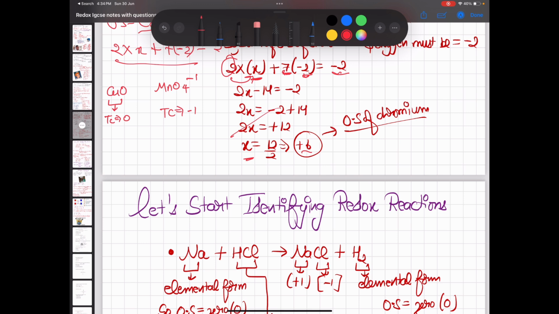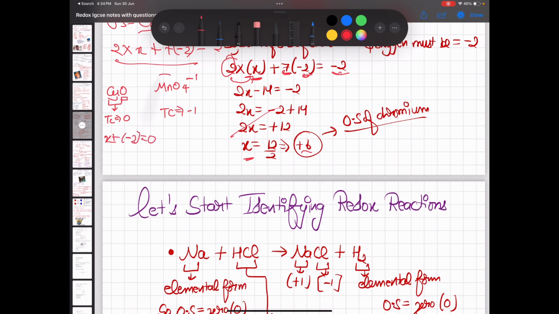No. What you have to do is again sum the oxidation state of copper with the oxidation state of oxygen, which will give you 0. So I'll take copper as X, oxygen as -2. That will be equal to 0.